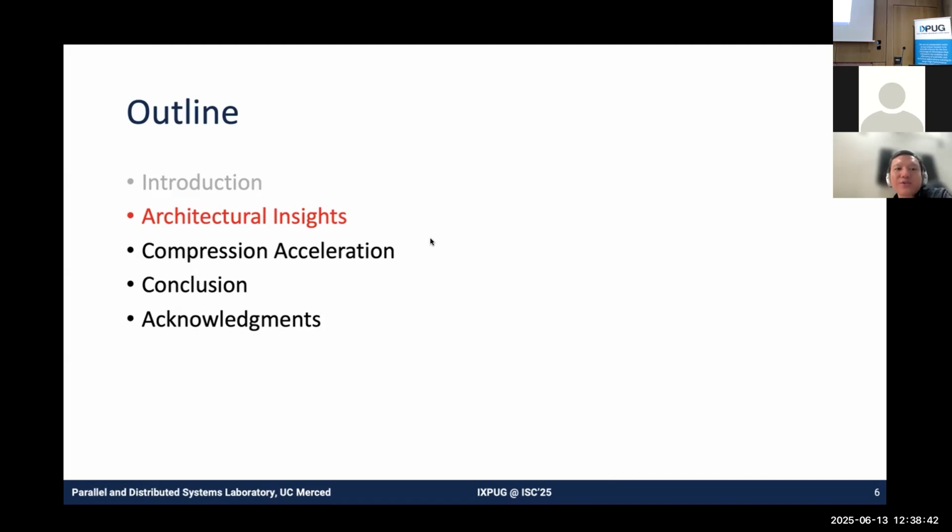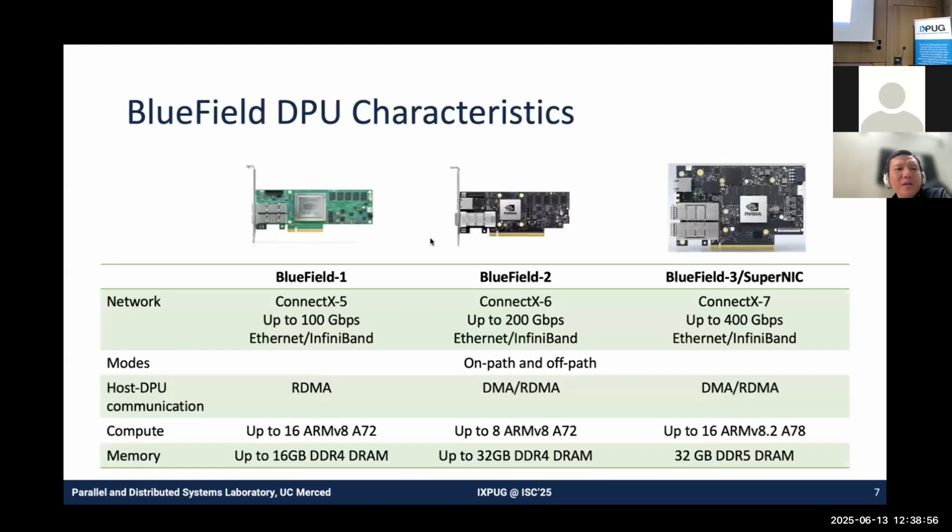The first one focuses on the architectural insights. We want to share what happens internally in the DPUs and where the bottlenecks are. And then we show next how to improve some workloads like data compression. As I mentioned earlier, if you look at the BlueField DPU architectures from BlueField 1, 2, 3, we can see that, of course, network speed and capabilities keep improving, right? And there are many modes available.